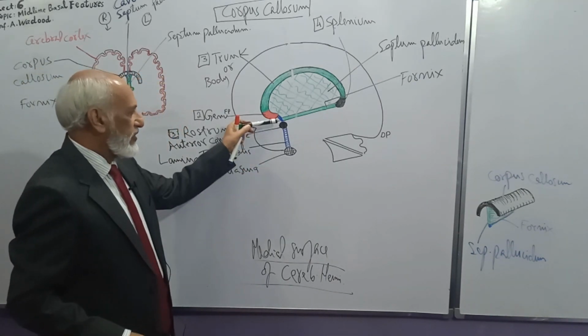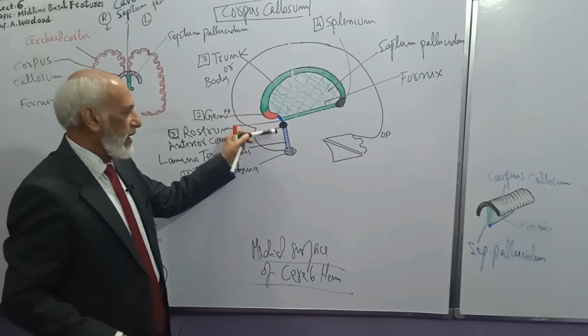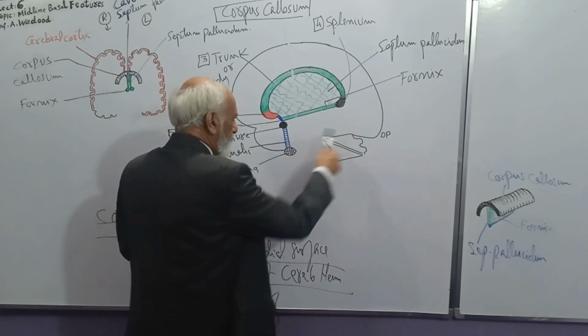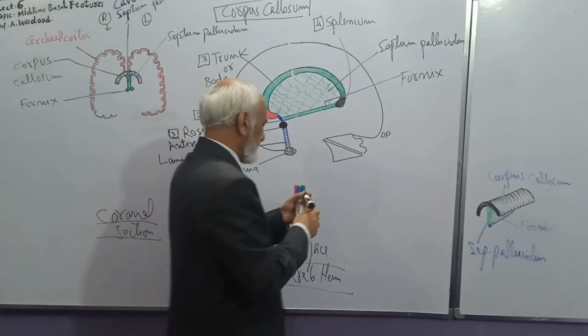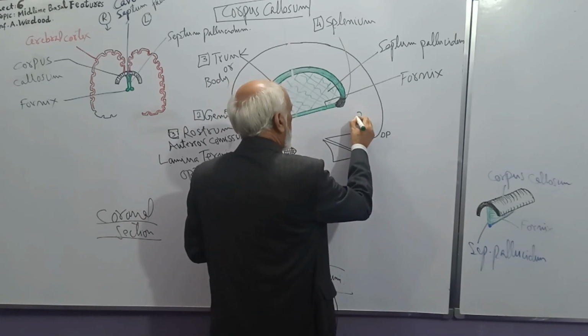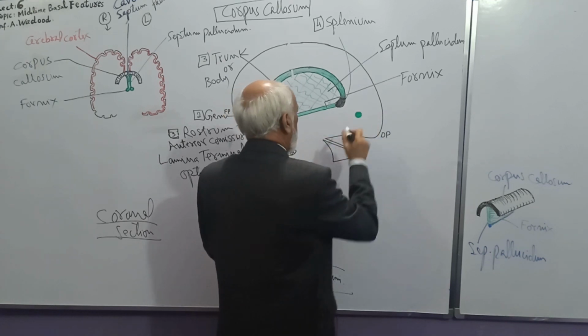Now, what are the structures anteriorly? Two structures, the anterior commissure and the lamina terminalis. Now, what are the structures posteriorly? Posteriorly, there is attachment of another neuroendocrine gland known as the pineal body.